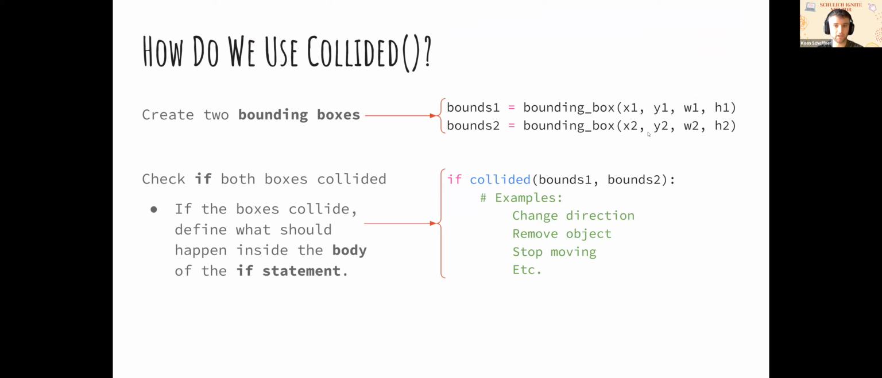So how do we use collided? What's the actual syntax for collided? You guys remember that bounding box returns a value, and we can set that value to a variable. So we're doing that here in this first snippet.